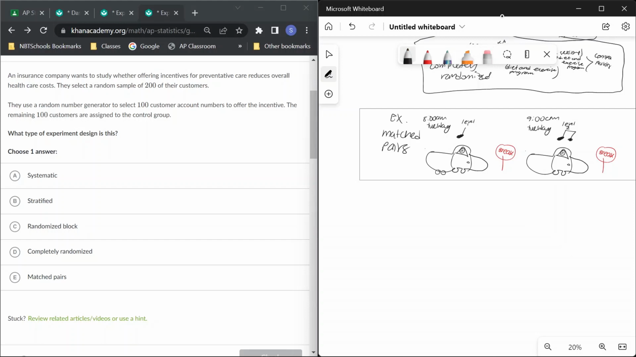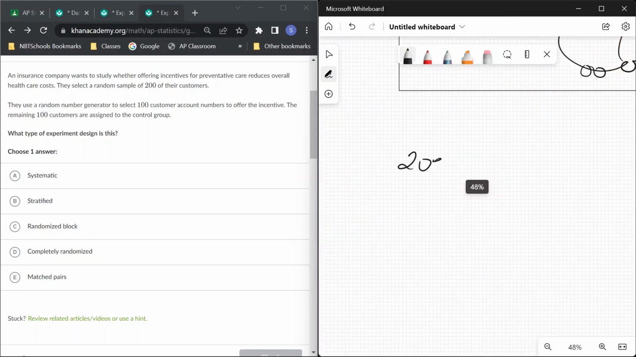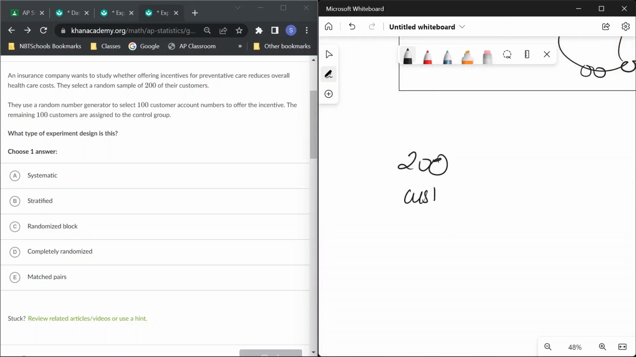Okay, moving on. So which type of experiment design is this? So they have 200 customers. They use a random generator to select 100 customer accounts to offer the incentive. So random assignment of 100 customers. We're just going to use the remaining 100. They weren't really randomly assigned.